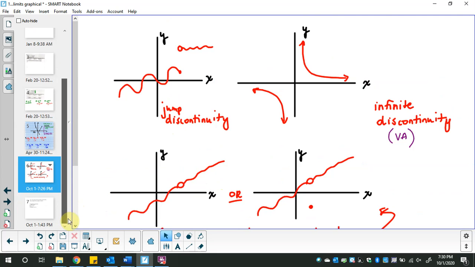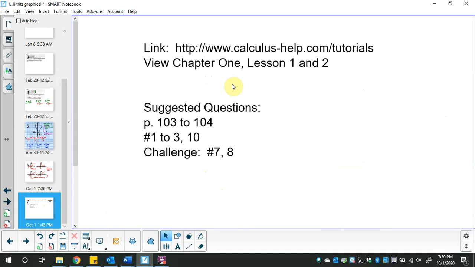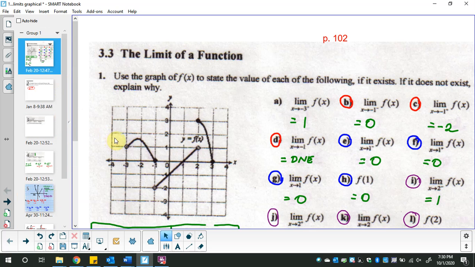So that is that for this one, and I've gotten smart in the last unit. Number one thing that you could do is you could go to the tutorials that are at www.calculus-help.com, and you can watch Chapter 1, Lesson 1, and Lesson 2, and that might help you out a little bit with the rest of the limits. In the end, the suggested questions are page 103 to 104, number 1 to 3, and 10, and I believe those are questions that look like the original one.